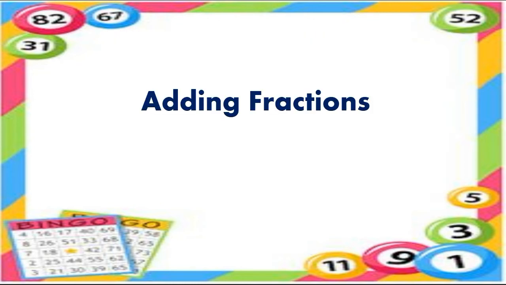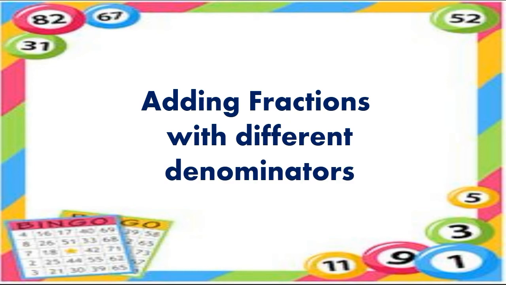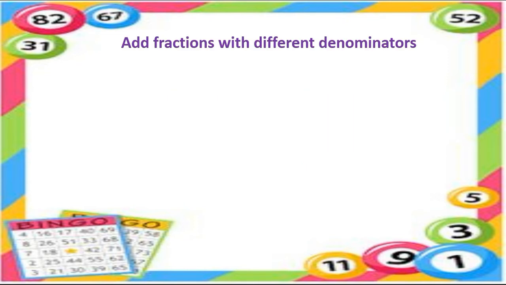Now we are going to add fractions with different denominators. Different denominators means unlike denominators. So let's start question number 1, which is 5 upon 2 plus 4 upon 3. Here you can see in this fraction that both the denominators 2 and 3 are different. So we are going to learn how to add fractions with different denominators. This method is called the easy method or crisscross method. So let's begin the solution.